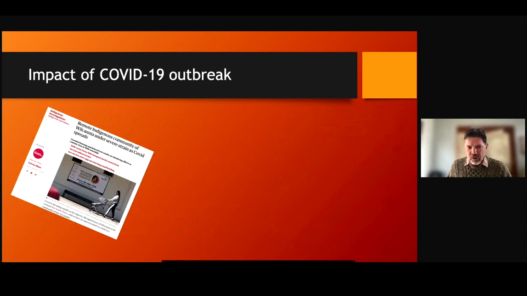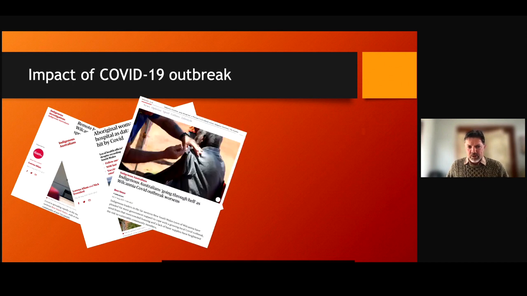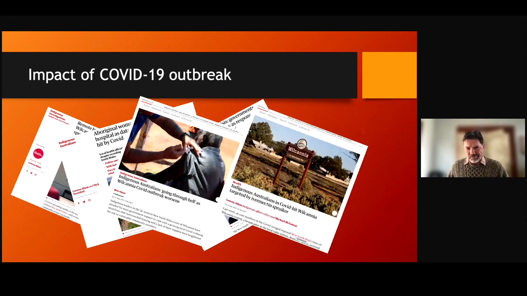But this year, a couple of months ago, we've started seeing how the impact of the COVID-19 outbreak has impacted in Wilcannia and some of the other remote communities out there in Western New South Wales. And there's just been horrible stories about how quickly that spread because of the overcrowded housing and the lack of support services in place for that. And so these stories have been on national news.